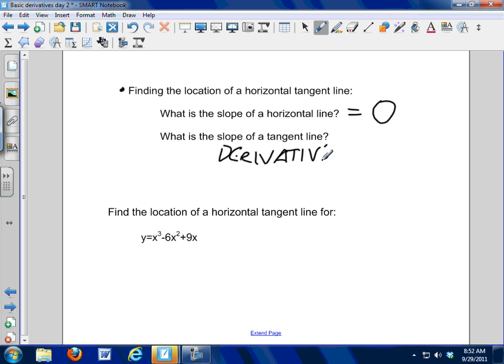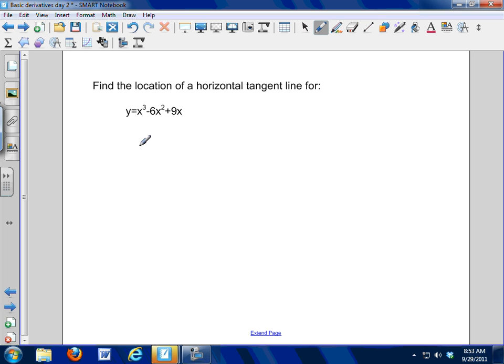Right? And so, if we're looking for a horizontal tangent line, we need these two things to be the same. So we need to know where the derivative is equal to 0. So if we're trying to find the location of a horizontal tangent line for this particular little thing right here, find the location of a horizontal tangent line for that. I'm going to go to the next page, so I have plenty of room.